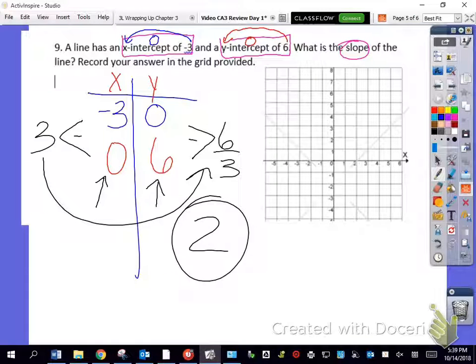Now I'm going to show you why this is true. Negative 3, 0. Negative 3 on the x. So negative 3, 1, 2, 3 on the x. And then I have 6 on the y. Okay. There's my graph. Okay. Up 2 over 1. Up 2 over 1. Up 2 over 1. So it is indeed true. And that is the slope for that when you're given an x-intercept of negative 3 and a y-intercept of 6.